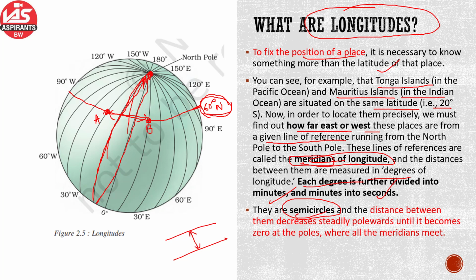First of all, latitudes were circles, longitudes are semicircles, okay. In latitudes the distance was the same because they were parallels, right? In longitudes it is not so, the distance between them decreases steadily polewards until it becomes zero at the poles where all the meridians meet. So again, just as we kept the equator at 0 degrees, similarly we will take a line here too, a reference line, which we will mark as 0 degrees, and from there we will see how much is west and how much is east.